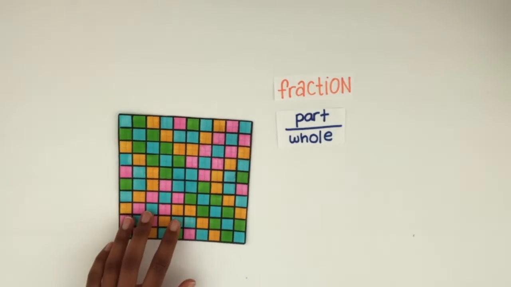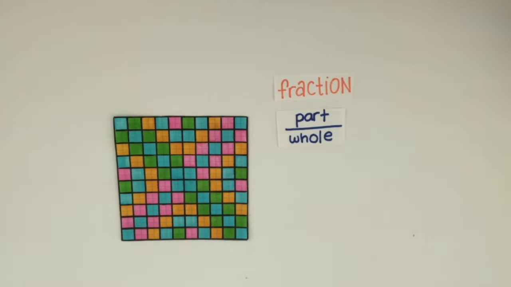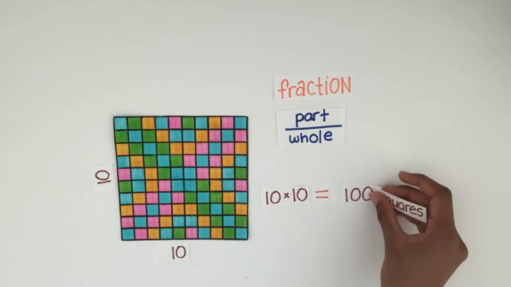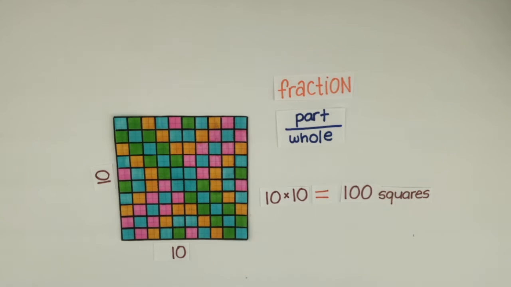Looking back at our piece of artwork, what would represent the part of the fraction and what would represent the whole of the fraction? Well, the whole refers to everything. So in this case, the whole is the entire board. How many squares are on the board? This is where area comes in. Since there are 10 squares on each side, the height and the width of the square is 10. And that means that the area is 10 times 10, which is 100 squares. So, we know that in total, there are 100 squares on our board.